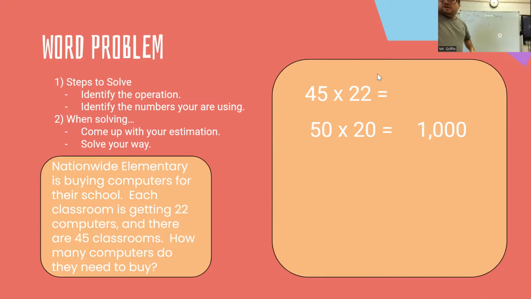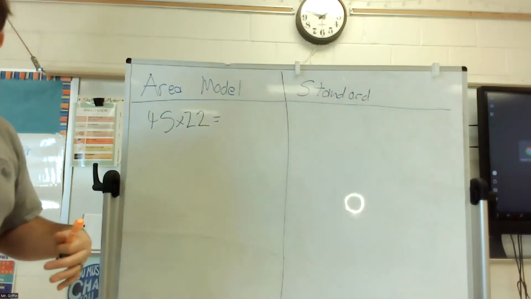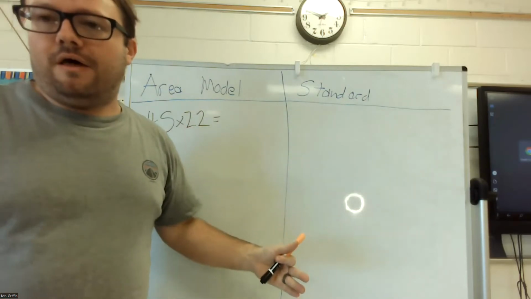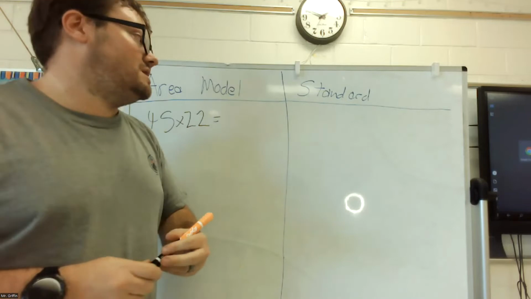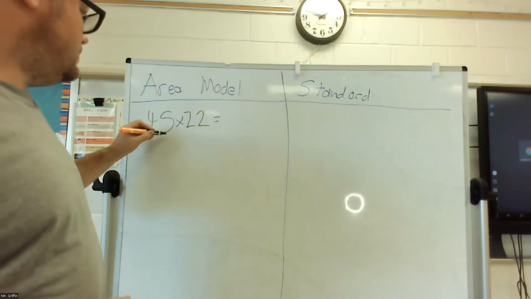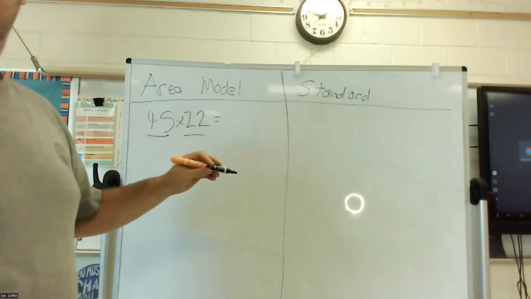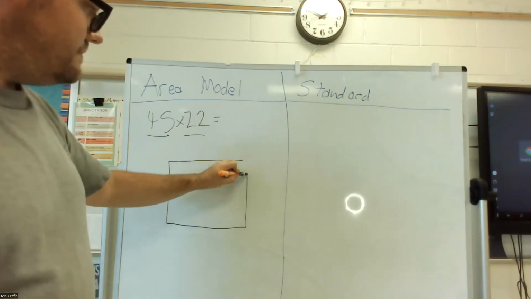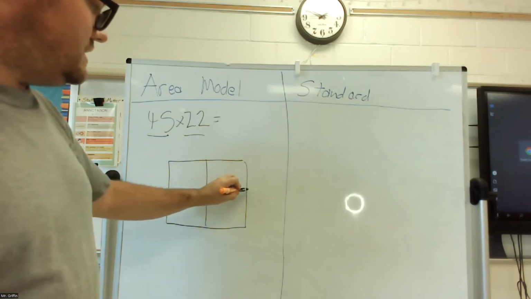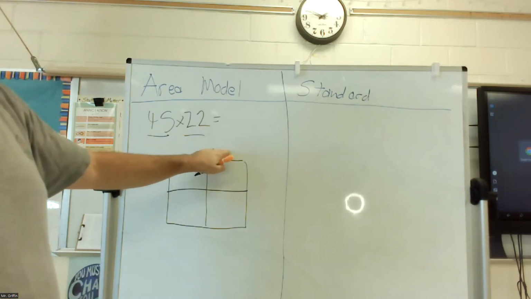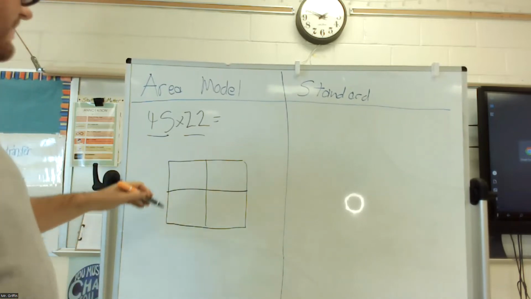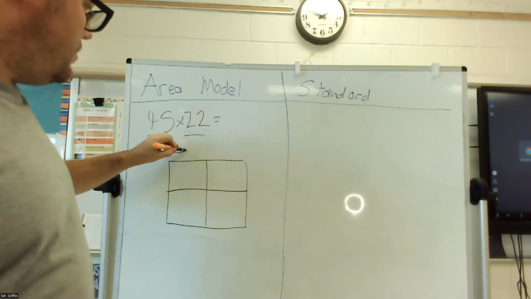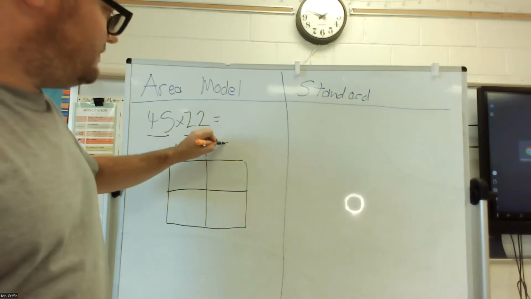The first way I'm going to show you is with an area model. That's the strategy you guys used last year. I know it's a 2-digit by 2-digit number. So the first thing I'm going to do is draw my box, and I'm going to make it 2 by 2. And of course I write both of my numbers in standard form.